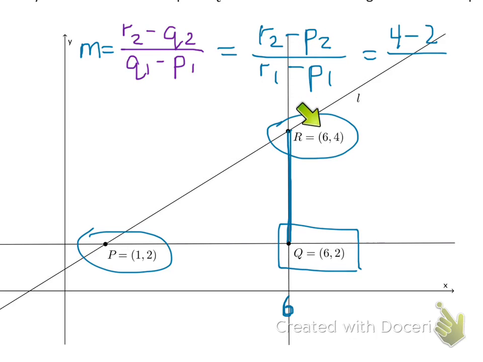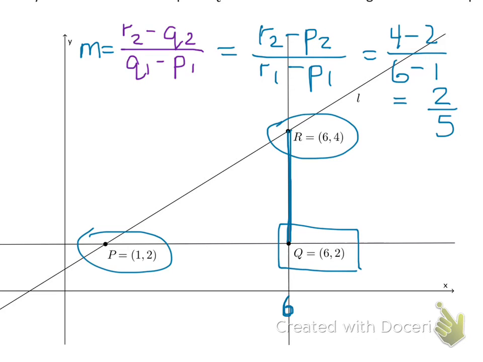What do we have here? So R1 is the x-coordinate of R, so that's 6. And P1 right here is the x-coordinate of P, so that's 1. So this slope here, 4 minus 2 is 2, 6 minus 1 is 5, is going to be 2/5. So let's look at that.